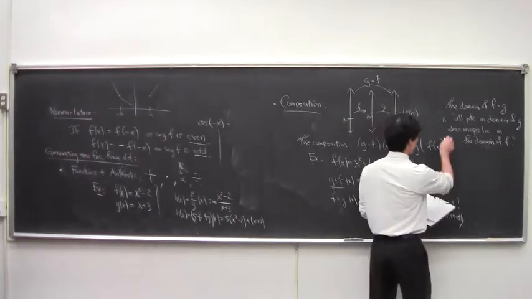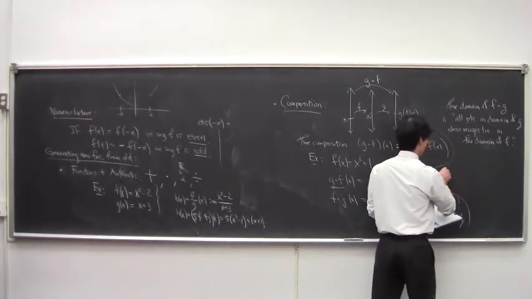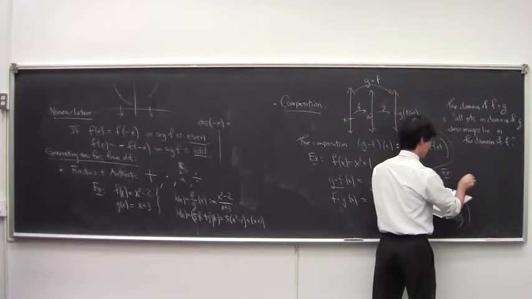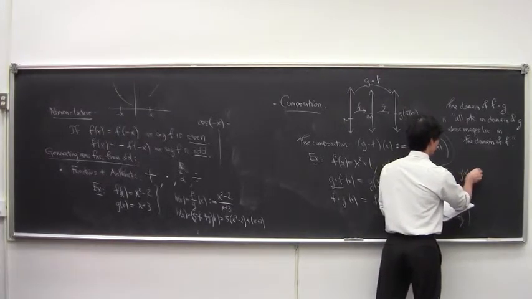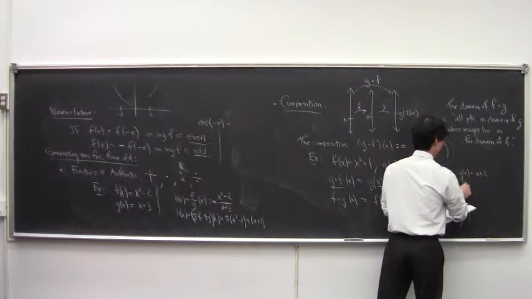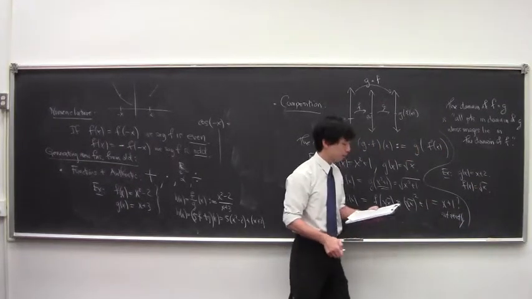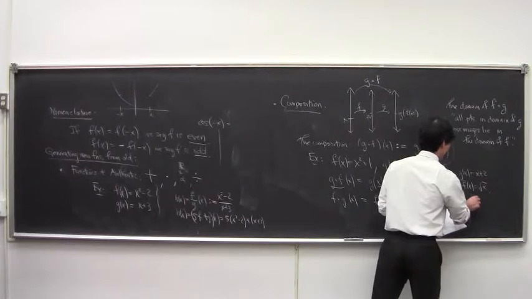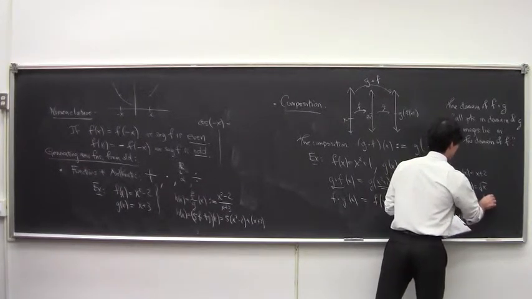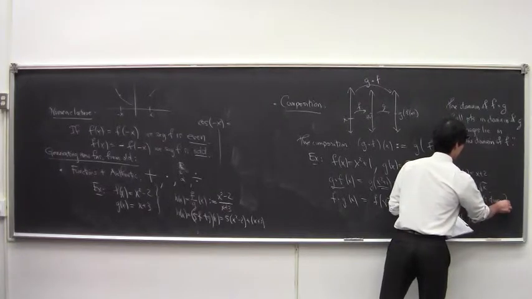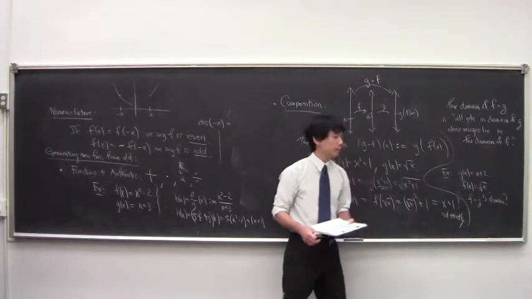Okay, so just to make this completely clear, let's do one small example. g of x is x plus 2, and f of x is the square root of x. What's the domain of f composed with g? Think about it for 10 seconds.